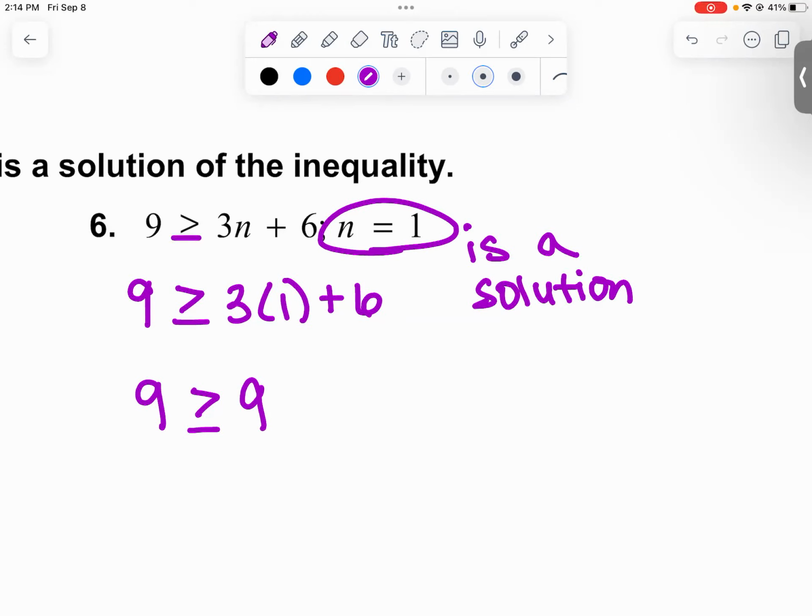I was asking, would the 3 go away? Well, the 3 times 1 is 3. Yeah. Plus 6 is 9.